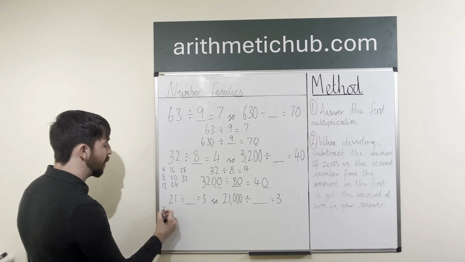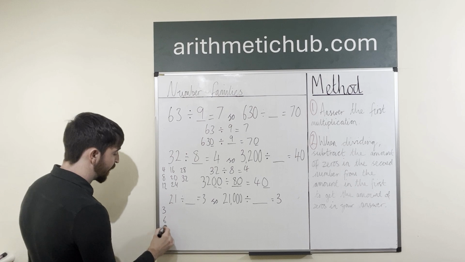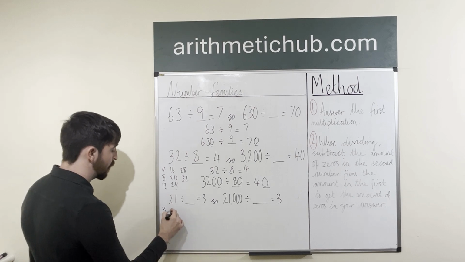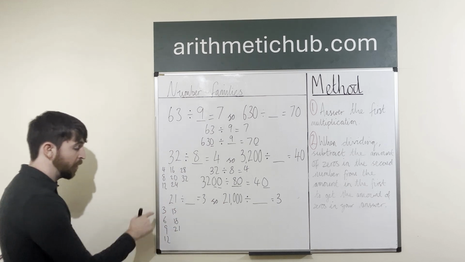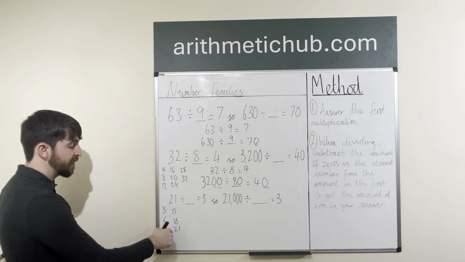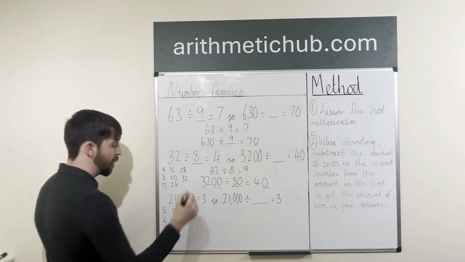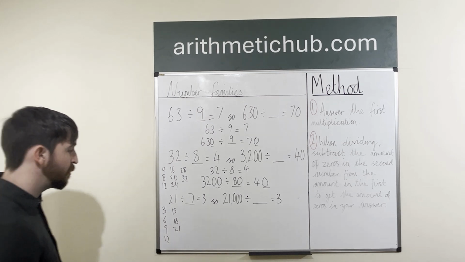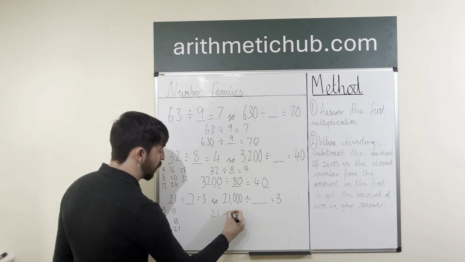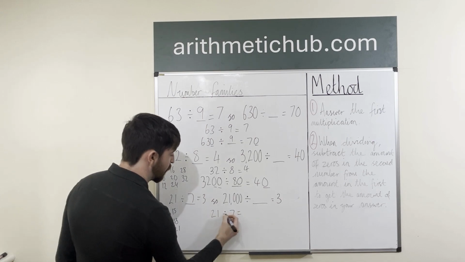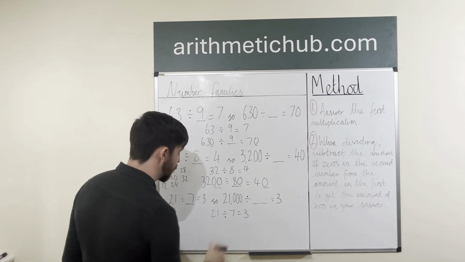Let's start off by writing our 3 times tables. 3, 6, 9, 12, 15, 18, 21. 1, 2, 3, 4, 5, 6, 7. 7 lots of 3 make 21. So 21 divided by 7 is going to give you 3. 21 divided by 7 is going to equal 3.